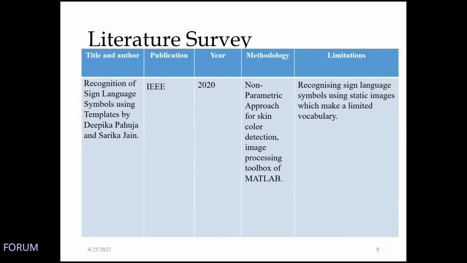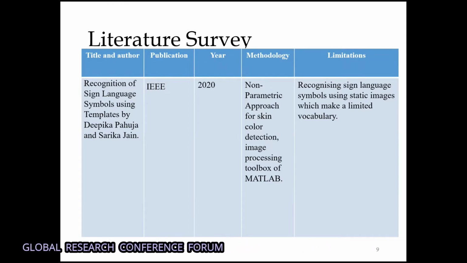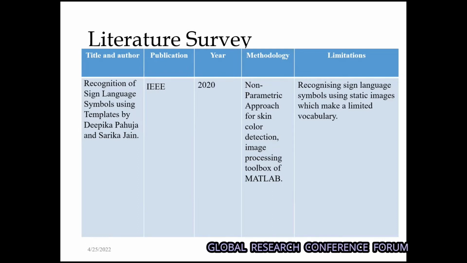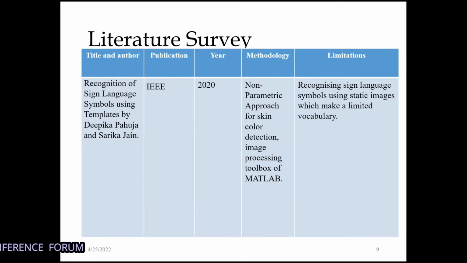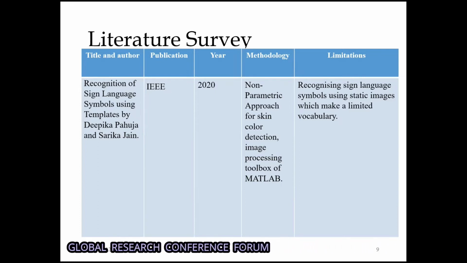Next is Recognition of Sign Language Symbols Using Templates by Deepika Pahuja and Sarika Jain. In this project, they used the non-parametric approach for skin color detection, and the image processing toolbox of MATLAB. This had a success rate of 78%, with the only limitation being that, since it recognized sign language symbols in static images, the vocabulary of the system was limited.